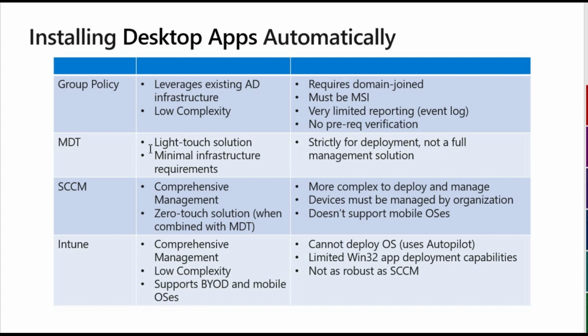So these are the detailed descriptions we have about desktop app automatic installation methods. Group policy leverages existing AD infrastructure, low complexity, requires domain join. Right, last week we looked at how to join a computer to a domain. Once you have a domain-joined environment, and if you'd like to deploy any applications, you can deploy that from group policy. But in Microsoft Active Directory, the group policy supports only .msi files. If you have an exe file, you will not be able to deploy from group policy.